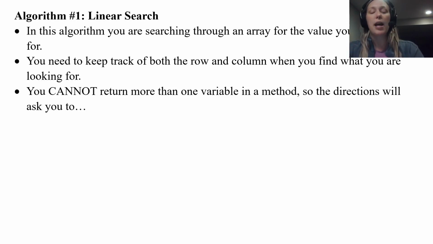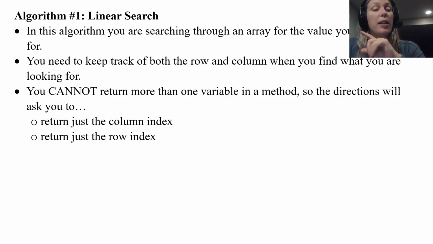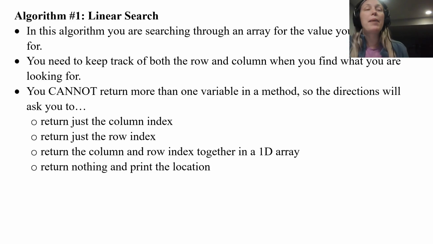So a lot of the times the directions will ask you a couple different ways. Maybe just returning the column index or returning just the row index of what you're looking for. It might ask you return them both together in a one-dimensional array, because you can return a single one-dimensional array with those two items. It might ask you to return nothing and just print the location. It might ask you to return it as like as a string, right? There's a lot of different ways they could ask.